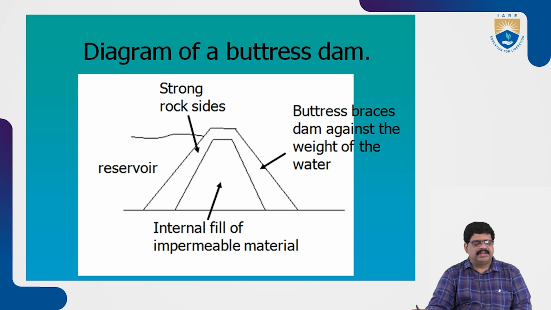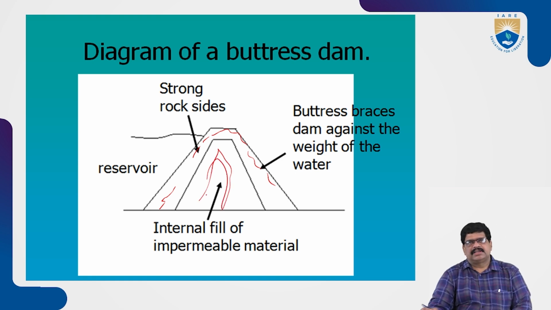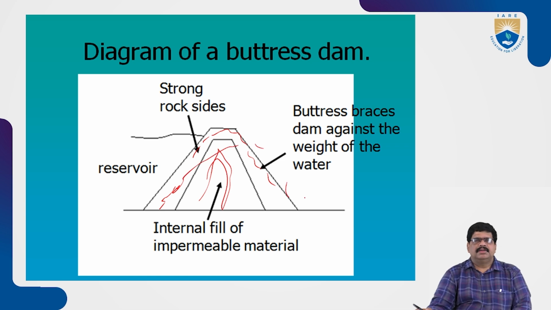The diaphragm type of dam structure is constructed for earthen dams. A strong rock fill protects the outer side, and the internal fill of impermeable material, such as impervious soil, is used inside, with strong rock fills protecting the banks and resisting the water and the weight of the dam.